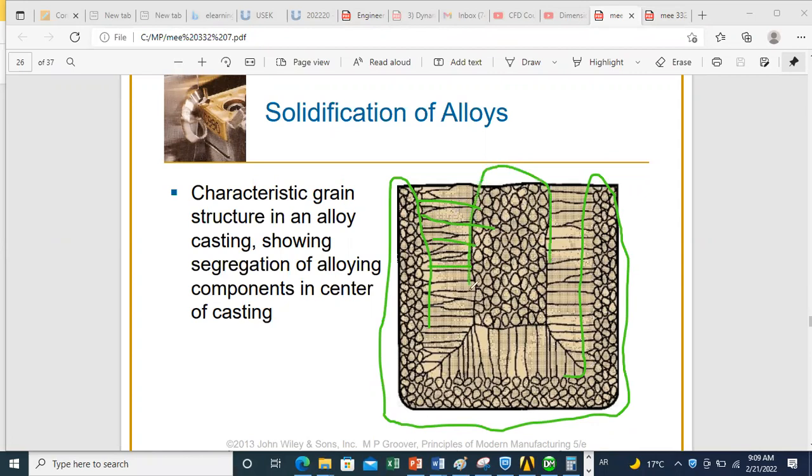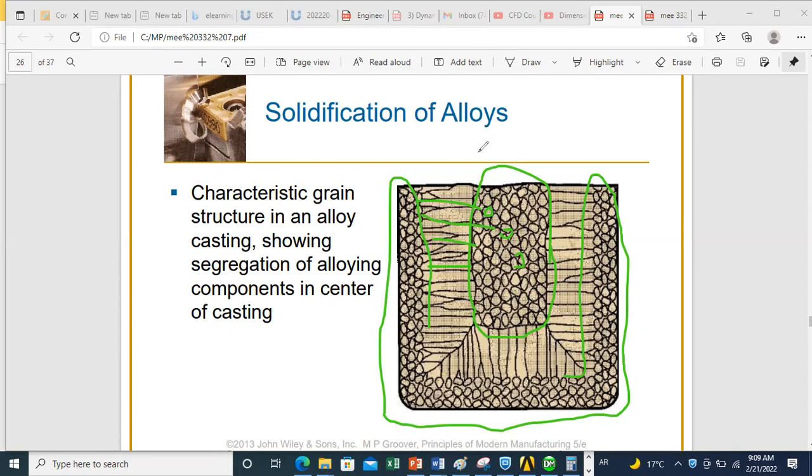And this is due to the composition of your alloy and the different melting temperatures. Because of the different melting temperatures of the components constituting the alloy, at a certain point we'll have, again, formation of grains at the center of your cavity. So this is the characteristic grain structure in an alloy, which is showing segregation of alloying components in the center of the casting because of the different melting temperatures.